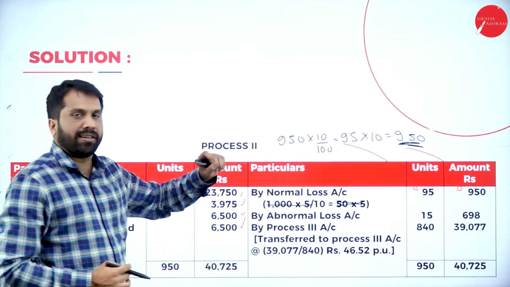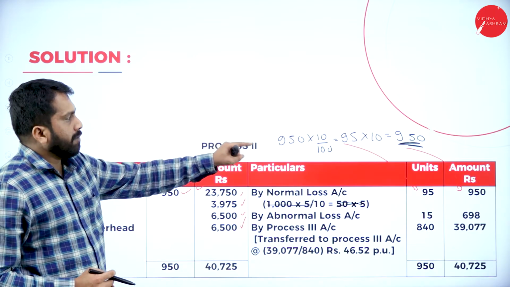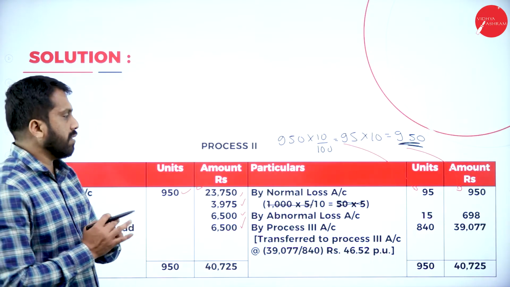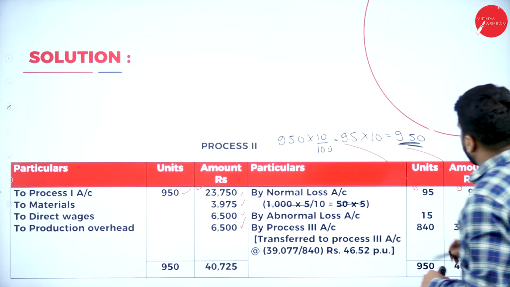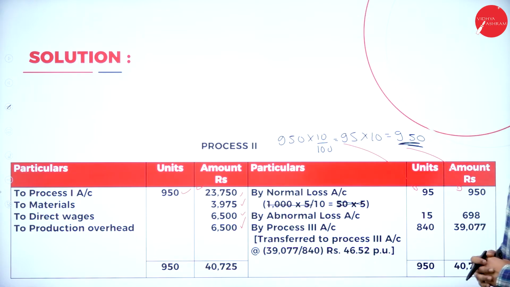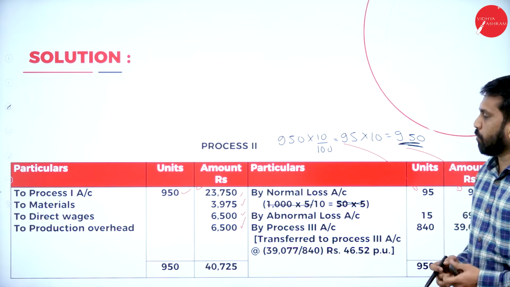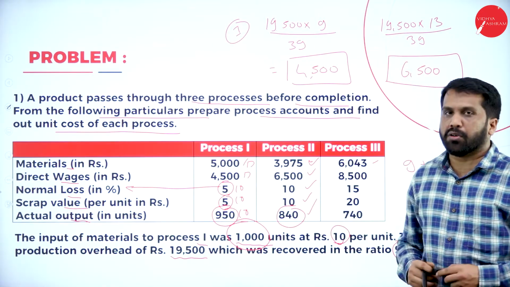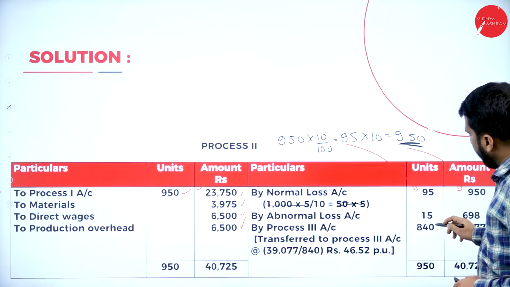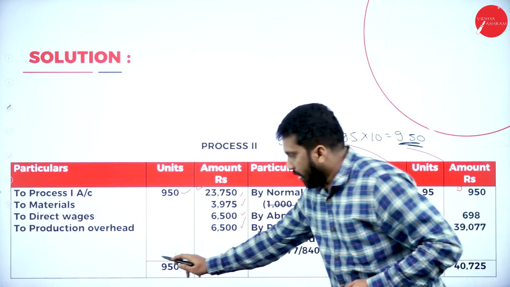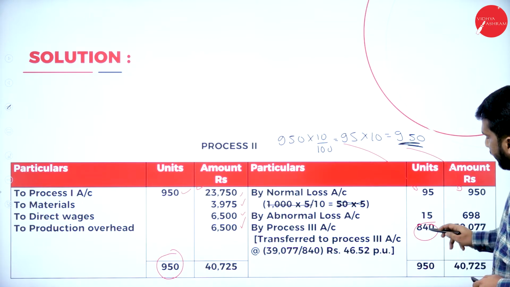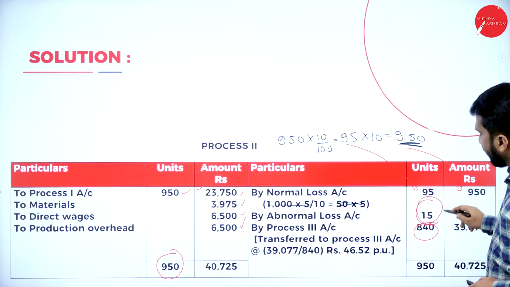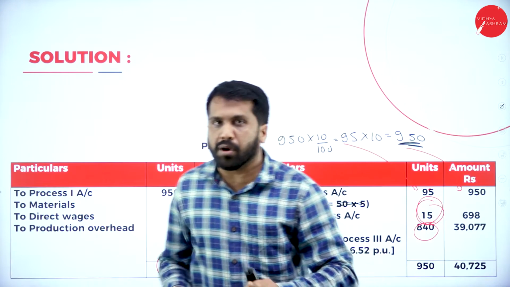So take this calculation. 950 into 10%, you will get 95. Into 10 rupees, it is 950. Now we got 95 and 950. We have to find out your abnormal loss. How to find out? 840 is your output. Right, 840. From the total 950 minus 840 minus 95. If you minus these two, you will get 15 rupees abnormal loss.